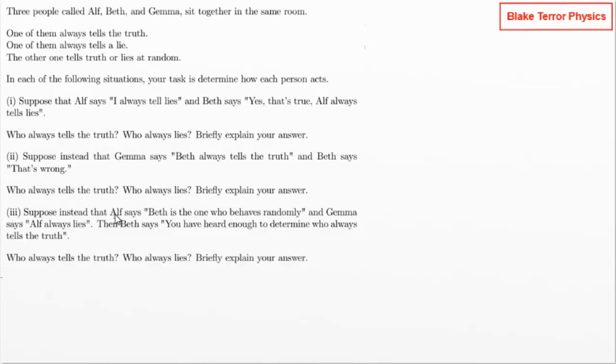Right, we could go in with Alf's statement, but he's saying something about the random behaviour, and random behaviour is a lot harder to get a grip on than the definites of always telling the truth or always lying. And Gemma has said something very definite about Alf being a liar. So let's try that out then. So if Gemma is the truther, then Alf is the liar. So that is fine. Then what would that mean? That would mean that Beth is the random.